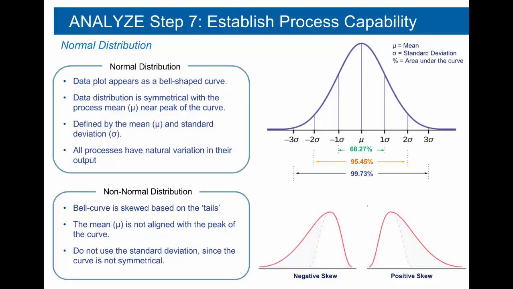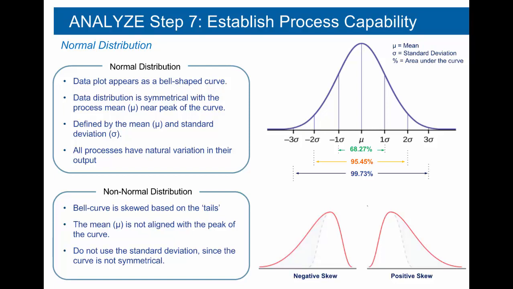These are distribution curves. Normal distribution is a data plot that appears as a bell-shaped curve like the picture to the top right. It is symmetrical with the process mean near the peak of the curve, and it's defined by the mean and its standard deviation. Every process has natural variation in its output, and the greatest number of results end near the middle of the measurement.